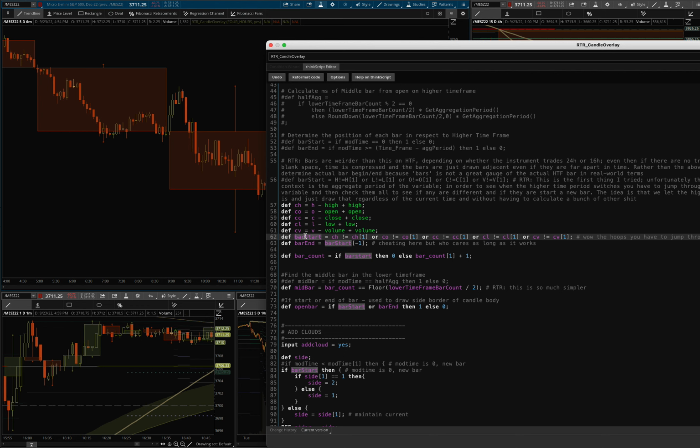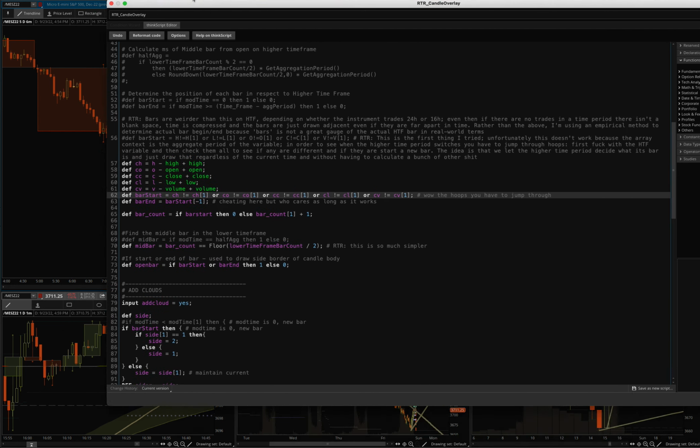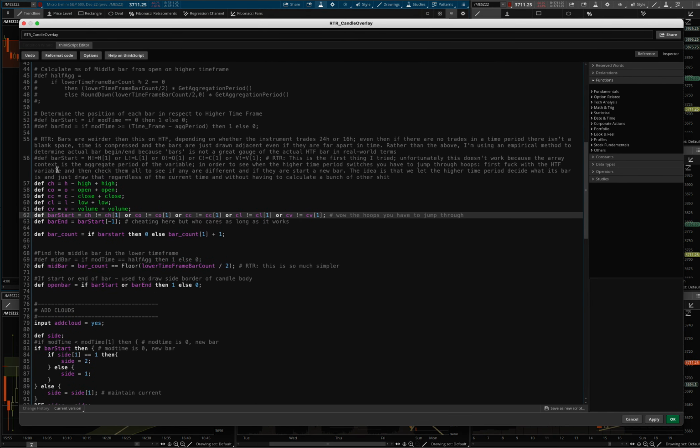It's a little more complicated, but I really liked it. I thought it was pretty neat. But I did have to jump through all of these hoops, which is just kind of silly, to work around what Thinkscript actually gives you for these higher level time frame candles when you change the period.